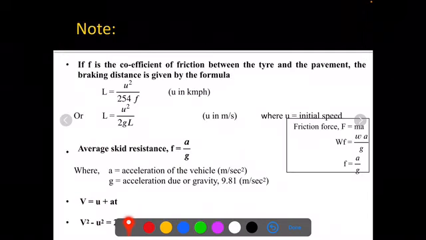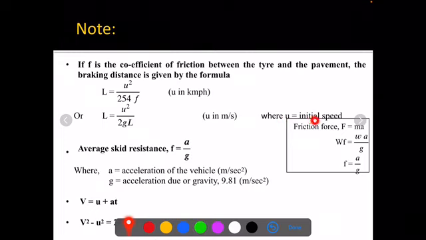Now, the first relationship with respect to the braking test gives the relationship between the braking distance, coefficient of friction and the speed of the vehicle. We have the equation L is equal to U square divided by 254 F, where U is in terms of kmph. Or you can also use U in meters per second, in which case the relationship changes to L is equal to U square divided by 2gF.